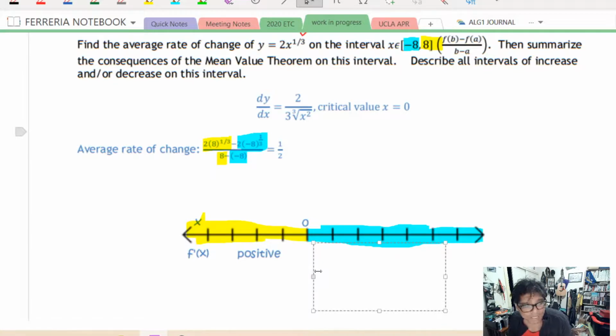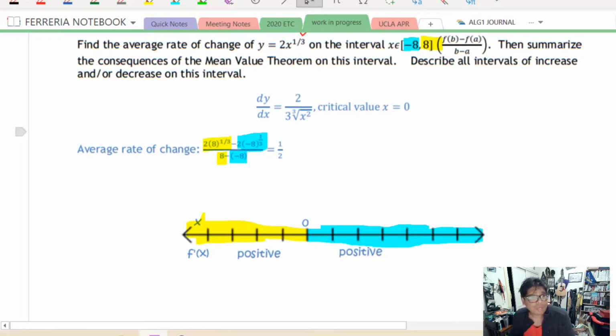How about on the right side here? Let's pick a number on the right. I'm not so nervous anymore, so maybe let's pick 10. So 10 squared is 100. Cube root of 100 is positive. 3 times a positive is a positive. 2 divided by a positive number is also positive. So we have a derivative that goes from positive to positive. Well, look at that. Just because it's a critical number does not mean that the derivative is going to change sign.